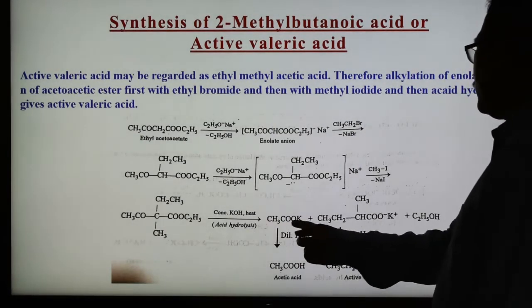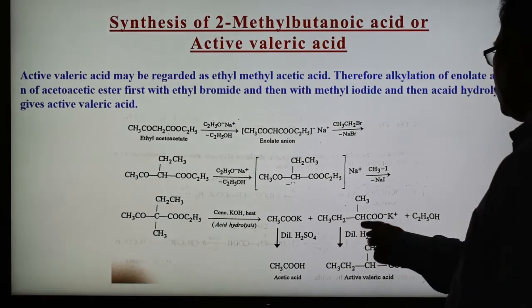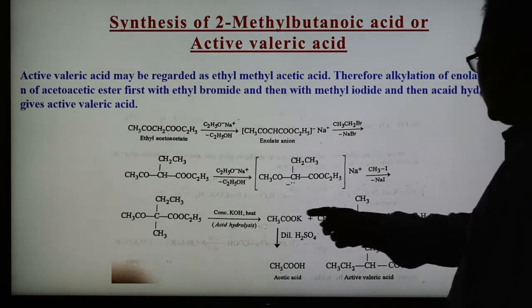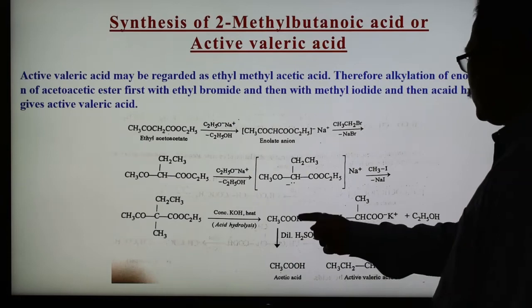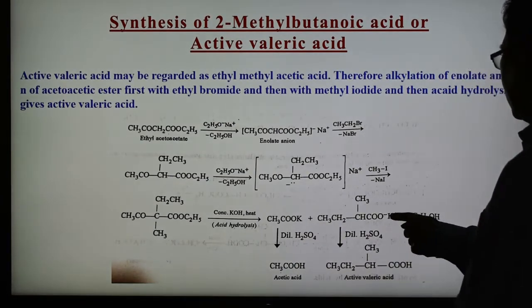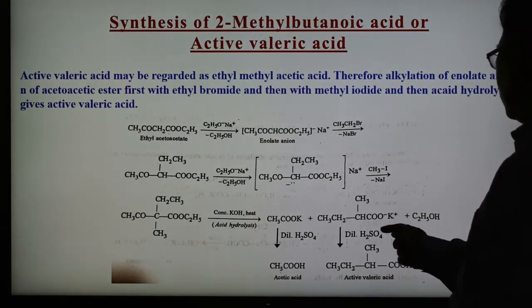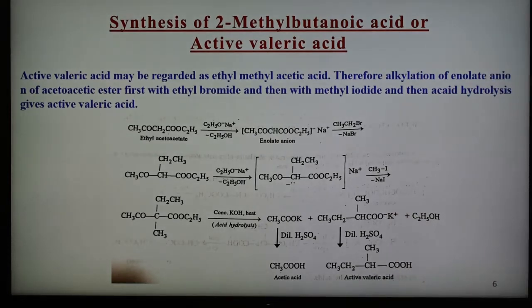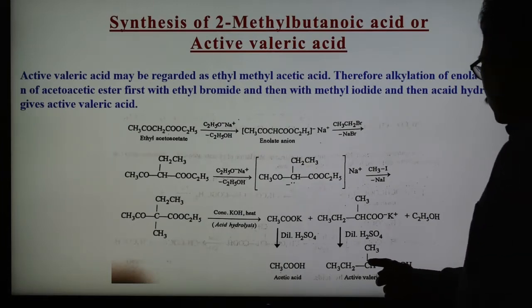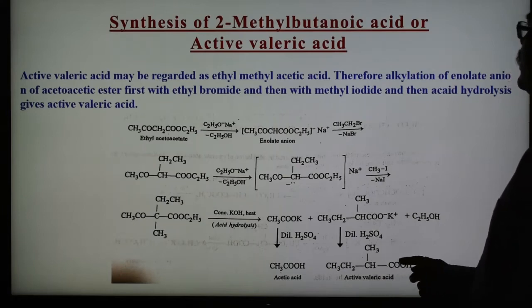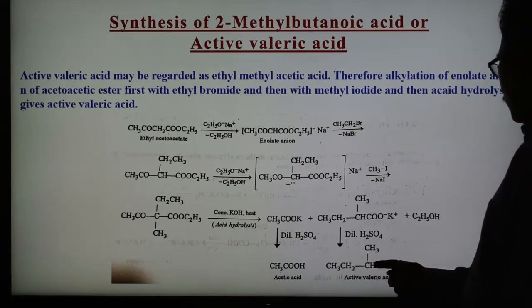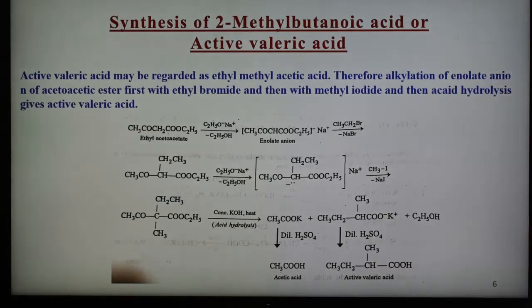So we get the potassium salt, another compound is CH3CH2CH(CH3)COOK, and this compound undergoes hydrolysis, we get the acid. This compound is converted, after acidification with H+, and we get here the COOH group, and it is known as active valeric acid, also known as 2-methyl-butanoic acid. So 1, 2, so 2 having methyl, so 2-methyl-butanoic acid. So the methyl group is on carbon 2. So 1, 2, 3, 4 carbons are there, so 2-methyl-butanoic acid, 4 carbons, and a COOH group are there.